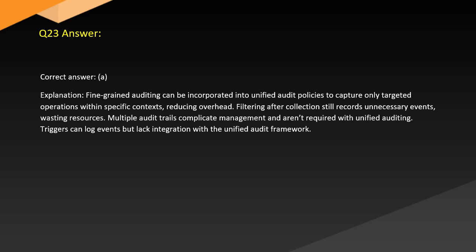Answer. Correct answer A. Explanation. Fine-grained auditing can be incorporated into unified audit policies to capture only targeted operations within specific contexts, reducing overhead. Filtering after collection still records unnecessary events, wasting resources. Multiple audit trails complicate management and aren't required with unified auditing. Triggers can log events but lack integration with the unified audit framework.